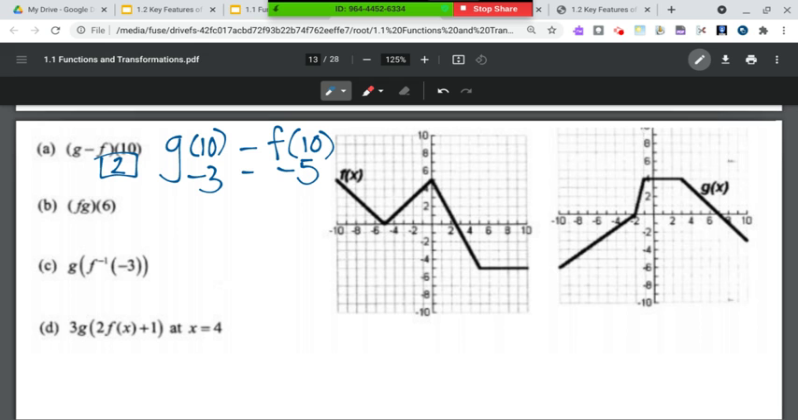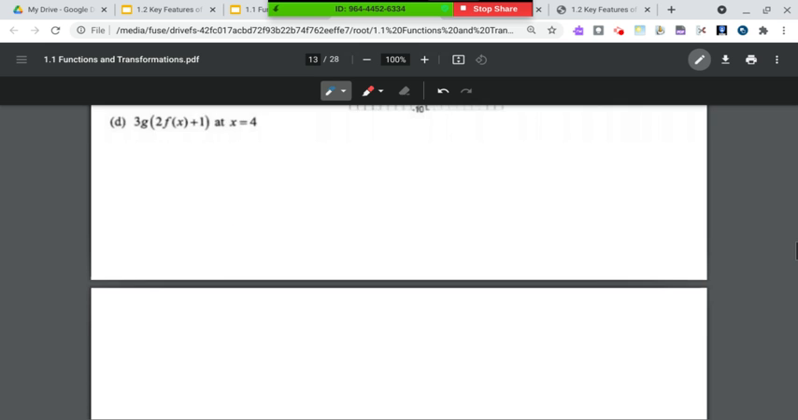Okay. Letter B says f times g of 6. So we have to find f of 6 and multiply it by g of 6. What is the value for f of 6? Negative 5. And what is the value for g of 6? 1. Perfect. So our final answer is negative 5. All right. How did you feel with those? Okay. All right, we'll keep going here.